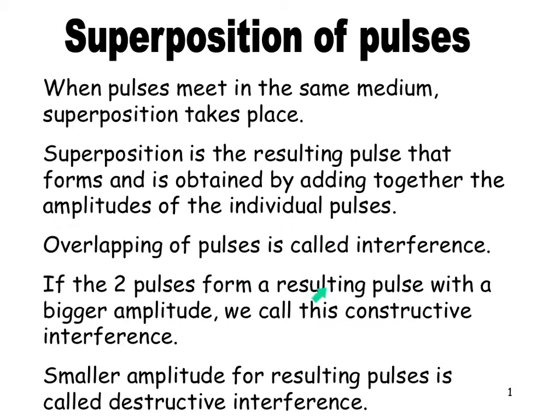If the two pulses form a resulting pulse with a bigger amplitude, we call that constructive interference, whilst smaller amplitude resulting pulses are called destructive interference. So you need to know those two words, constructive interference and destructive interference.